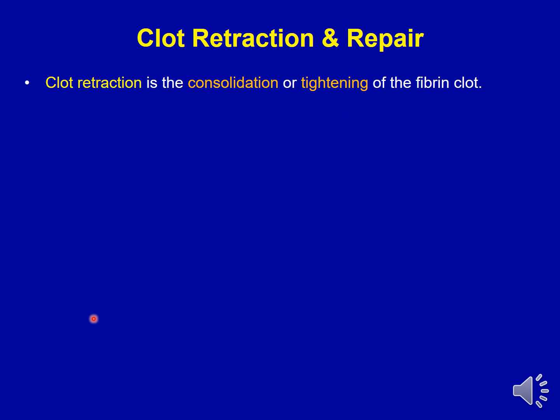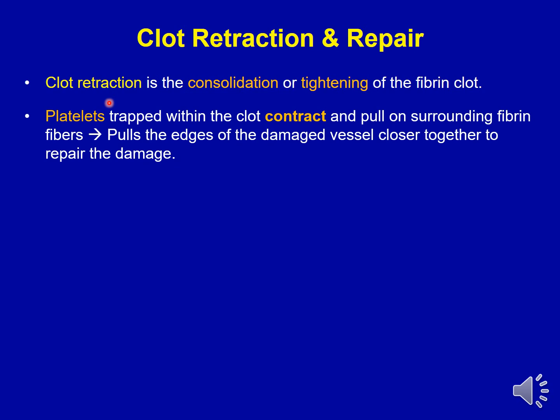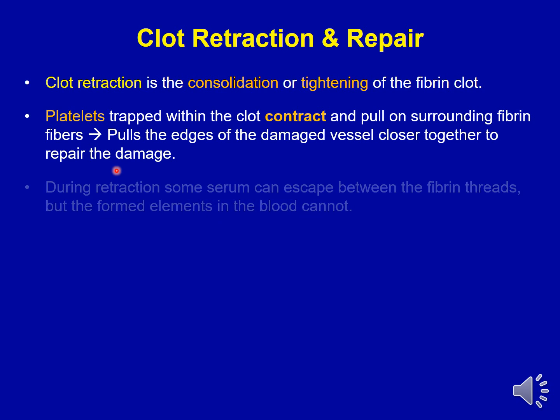Clot retraction and repair. The process of clot retraction means the strengthening or the tightening or the consolidation of the fibrin clot. This means that the fibrin clot will become more stabilized, more strong to avoid the damage or to avoid the bleeding. So this usually needs the platelets, which have the capacity to contract and approximate the fibrin threads together, approximate the edges of the damaged vessel together to repair the damage.